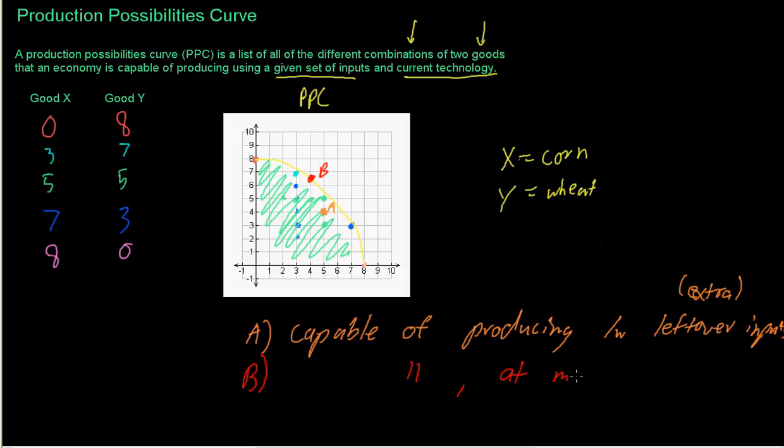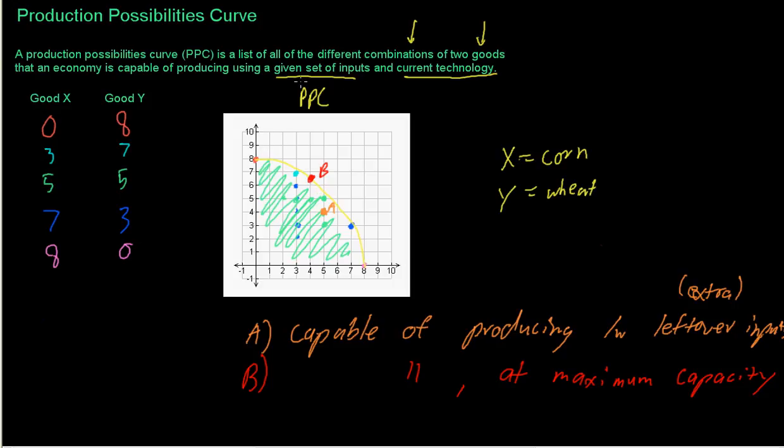And that's because that is your frontier. Hold on, I can't write. At maximum capacity. So point B right here, this is your frontier. This is the absolute maximum that you can produce. And that's just from the definition right here.